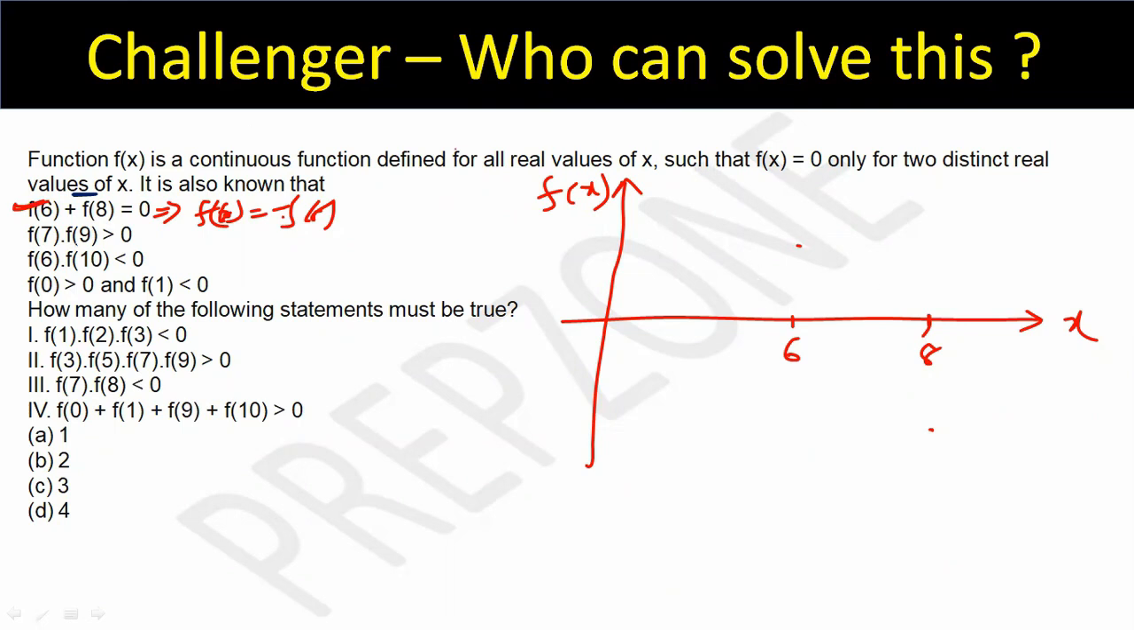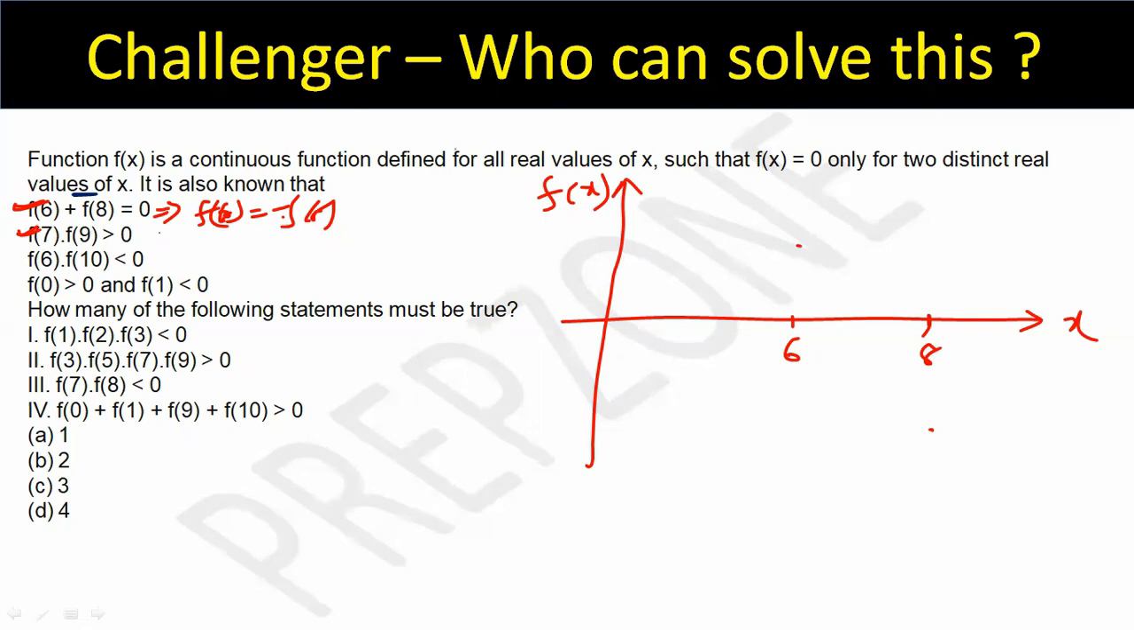ठीक है. Now second information that is given to me is f of 7 into f of 9 is greater than 0. Just I'll give you 30 seconds. Try to visualize कि यार तुमने ये पता कर लिया 6 और 8 के roots opposite side में हैं. इसका क्या मतलब हुआ? f of 7 into f of 9 is greater than 0. What does this essentially mean if you translate this into graph? Both lie on the same side of x-axis. Exactly.